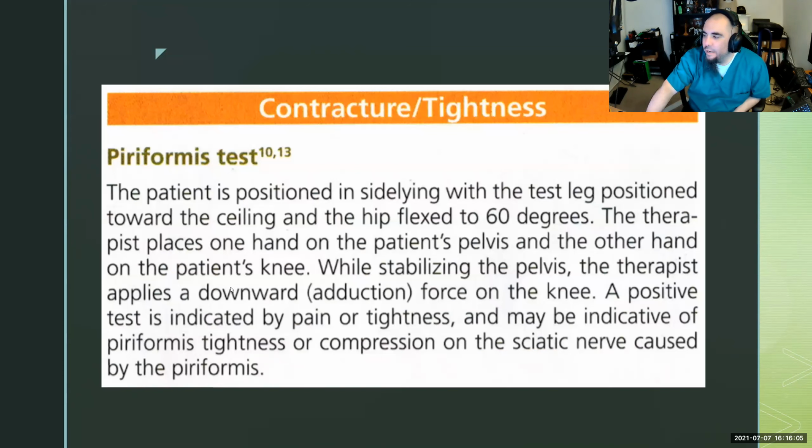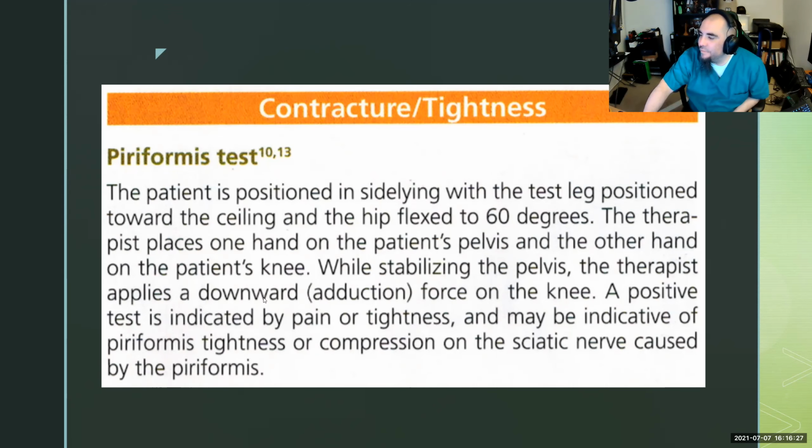Piriformis, this is what I call the test that you do if you hate your patient. Patient's position is side lying, test leg position towards the ceiling, hip flexed 60 degrees. Therapist puts one hand on the patient's pelvis, the other on the patient's knee. While stabilizing the pelvis, the therapist applies a downward adduction force on the knee. If the patient goes ow, the piriformis is tight.